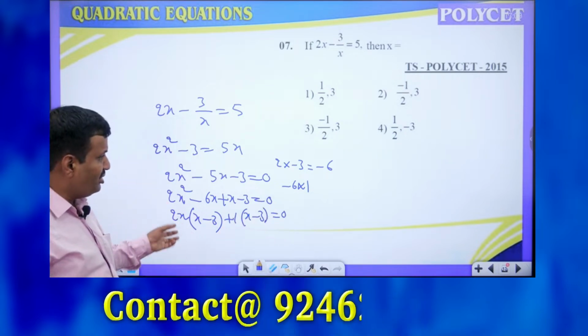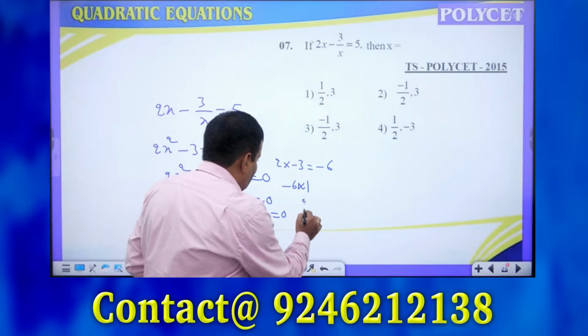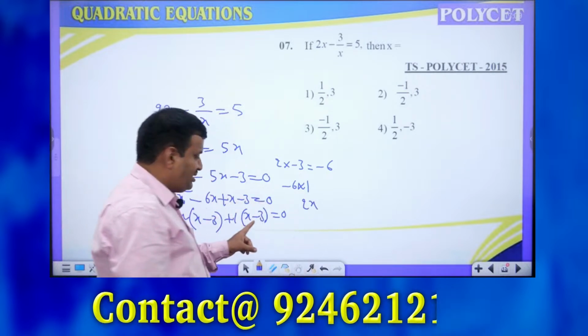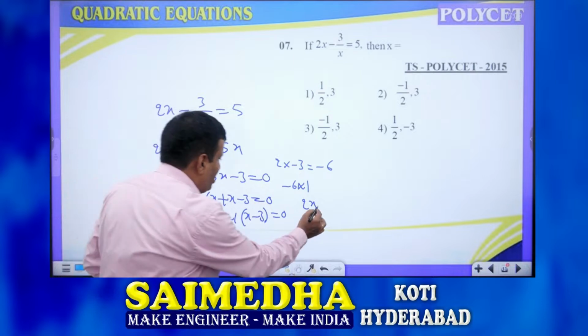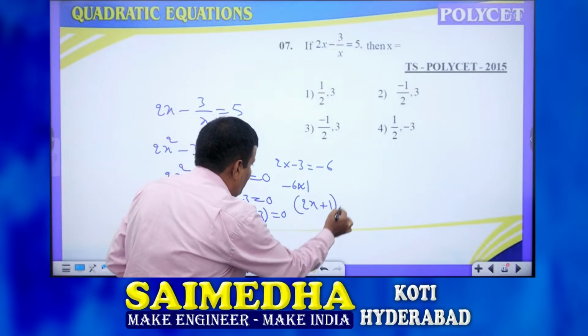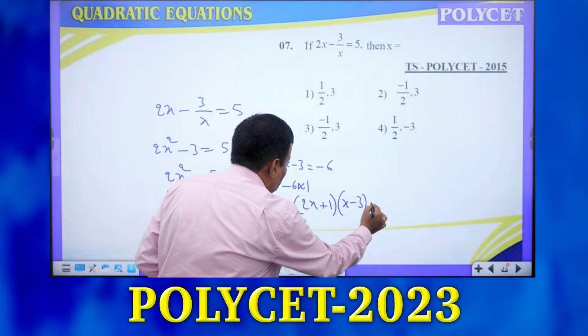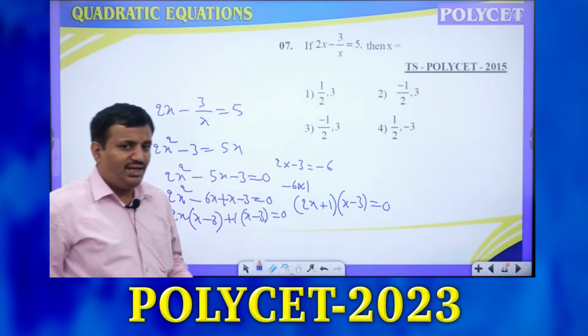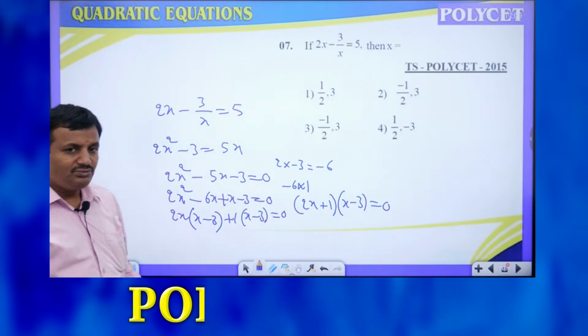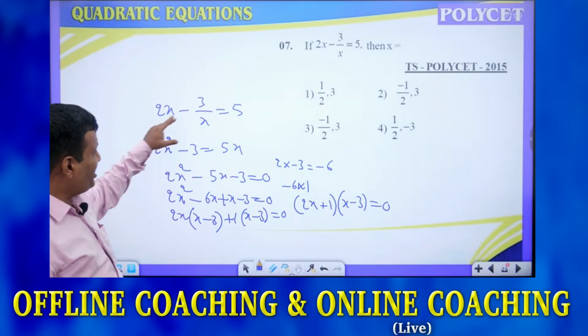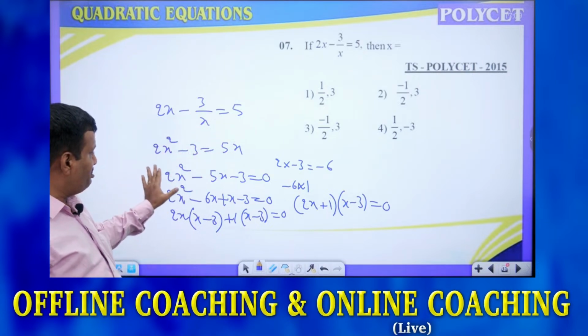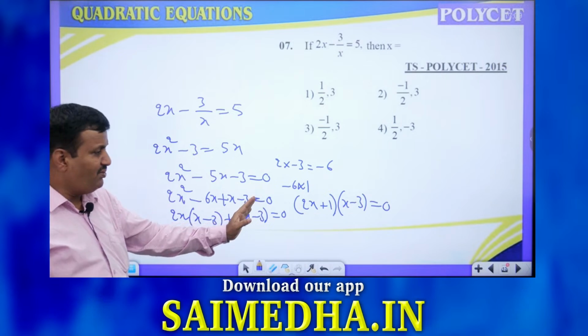What are the roots we are getting? Here, what factors are we getting? Again x minus 3 is common. What are the factors we are getting? 2x plus 1 into x minus 3 is equal to 0. These are the factors. Once again listen, 2x minus 3 by x equal to 5. We are framing the quadratic equation.